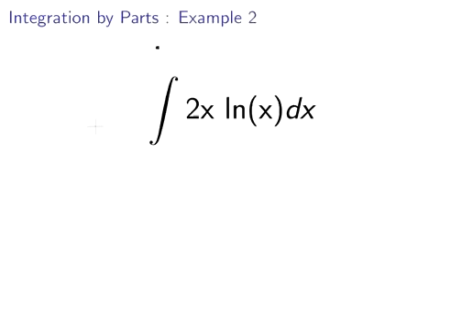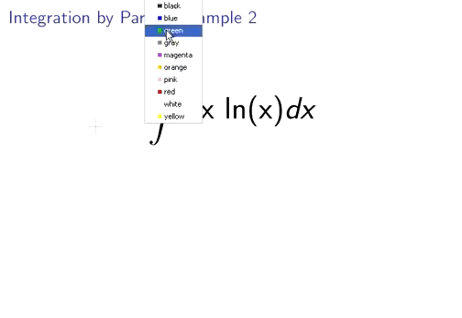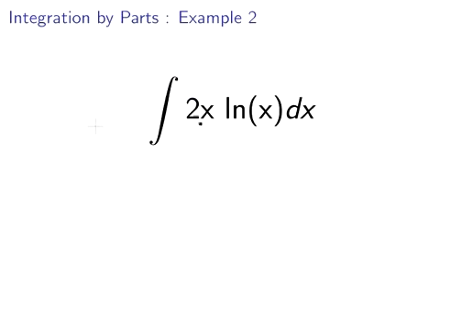We have the integral of 2x ln x dx. Now, we are not bound to use x as the u term. In this case it's actually simpler to work with ln of x and have that as our u term and differentiate that. It's much easier. So let u equal ln of x, the natural log of x.